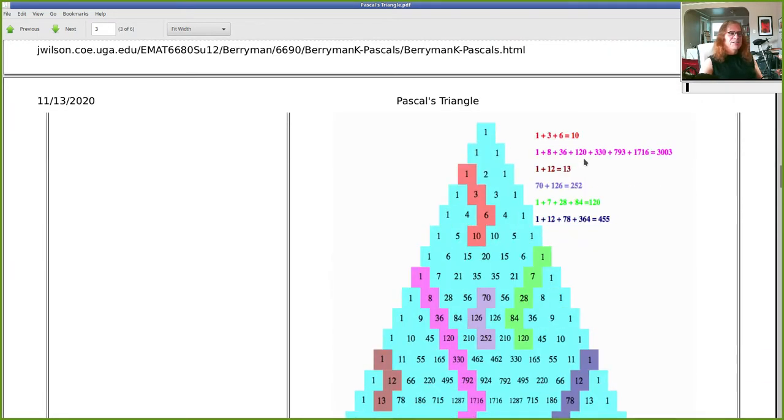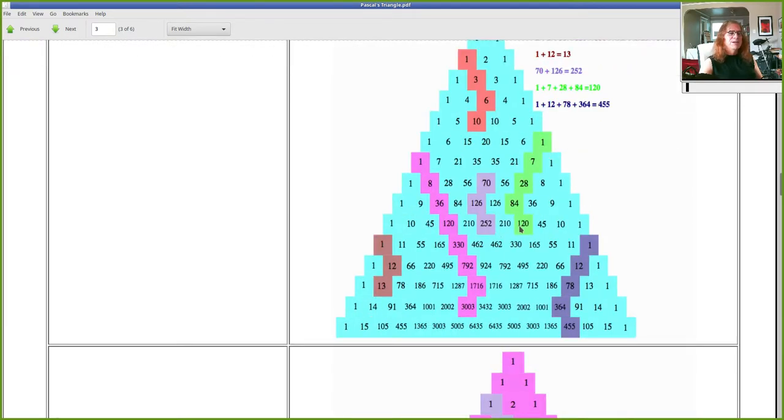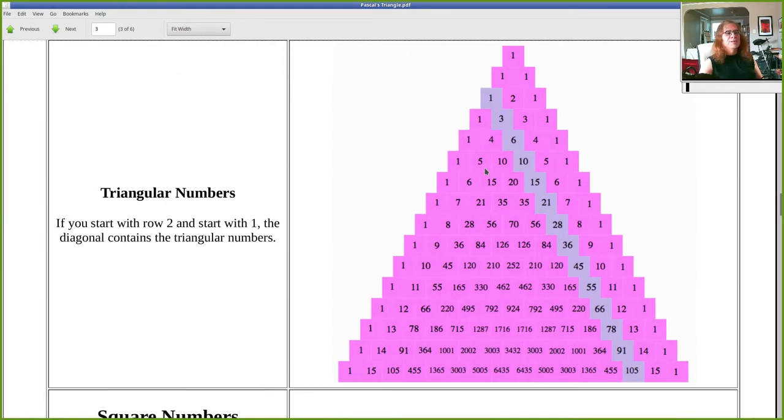Here's one which is the hockey stick pattern, right? If you move down a right diagonal any distance and then make a jog to the left, this number is the sum of all the numbers on the rest of the diagonal. And you can do that in either direction. And that's a cool feature.